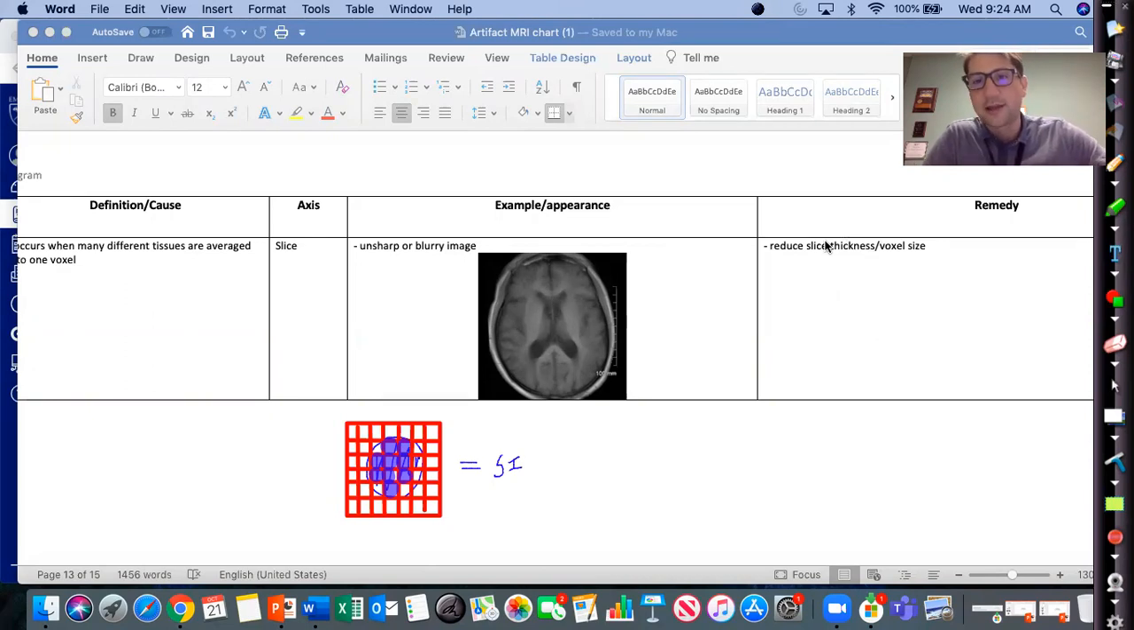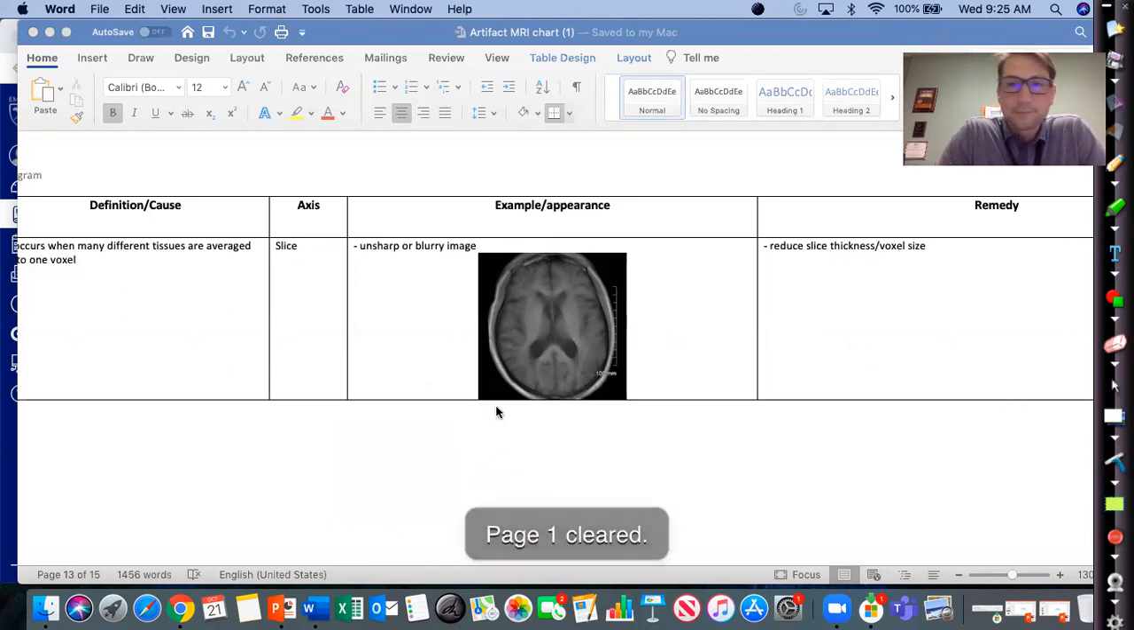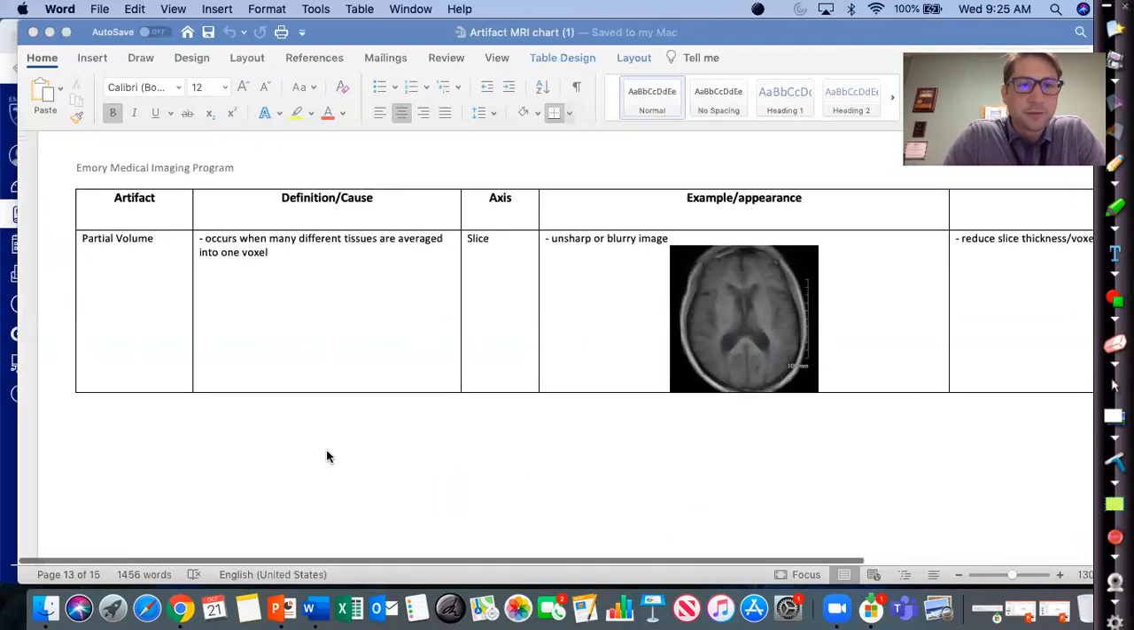And we talked about that in chapter 4 when we covered parameters. But this particular artifact is just basically caused by the pixels being too large. And you're going to see this in the slice direction. So on each slice, you'll see this blurry, unsharp image. All right. So moving right along, we're doing good.